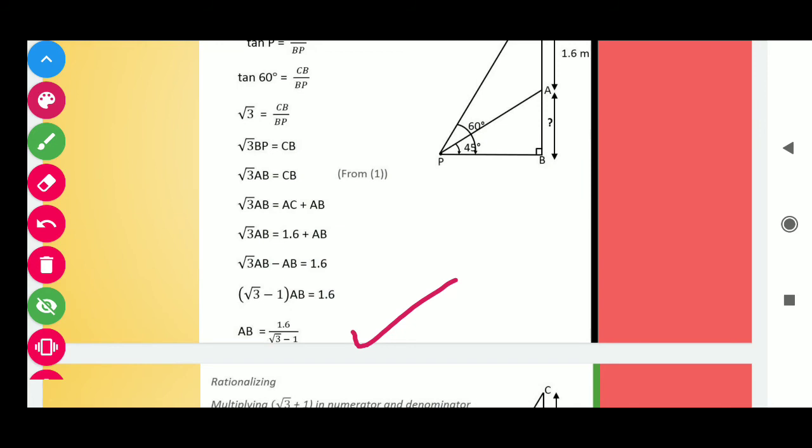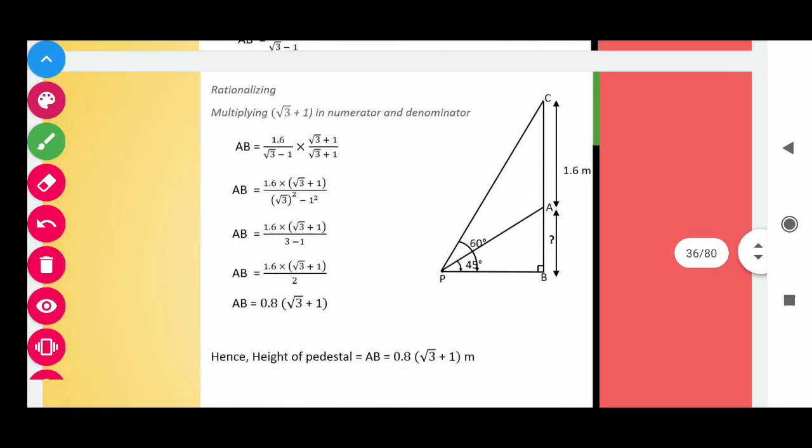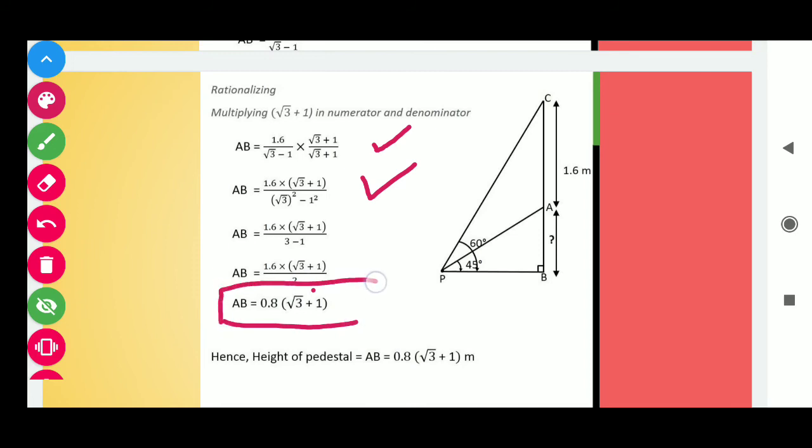But students, हम ये आंसर यहाँ शो नहीं कर सकते because there is a root in the denominator. So we have to do the rationalization, multiply and divide by (√3 plus 1). In this way we get 1.6 into (√3 plus 1), and in the denominator a square minus b square. So square of √3 is 3 minus 1, we get 2, and on dividing we get 0.8. So students, here AB is the height of the pedestal, that is 0.8(√3 plus 1) meter.